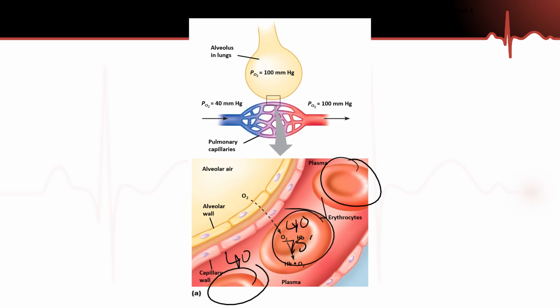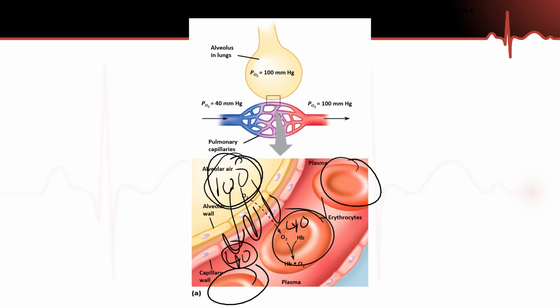All right, and then what happens? Well, there's a partial pressure gradient between the air in the alveoli and the blood plasma within the pulmonary capillary. So because of this partial pressure gradient, oxygen moves from the air in the alveoli into the blood plasma. What does that do?